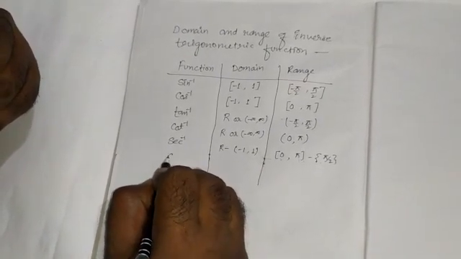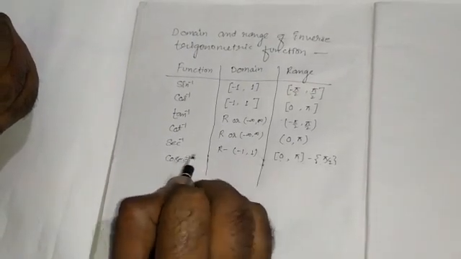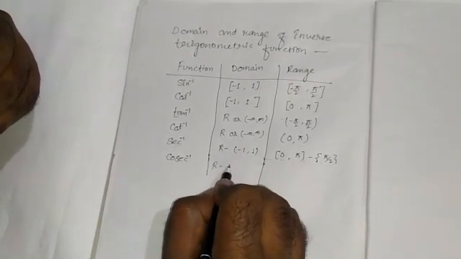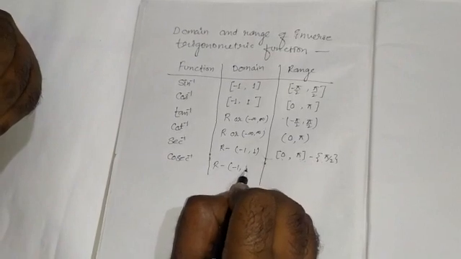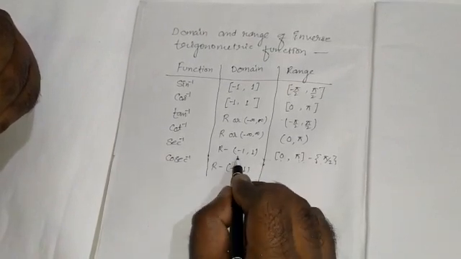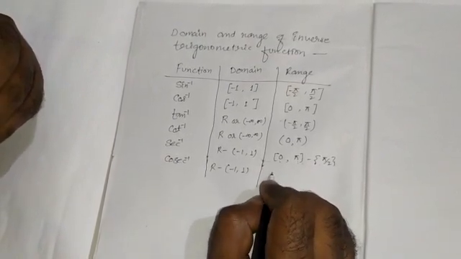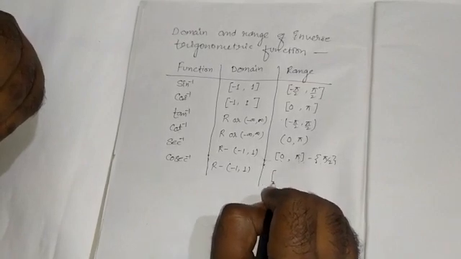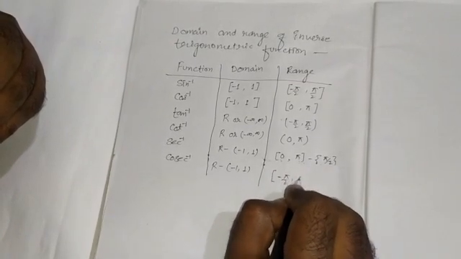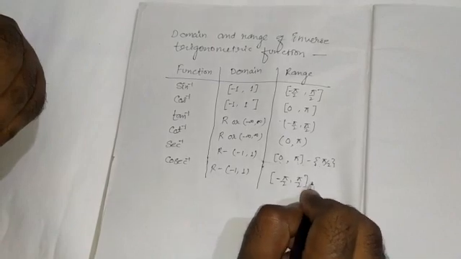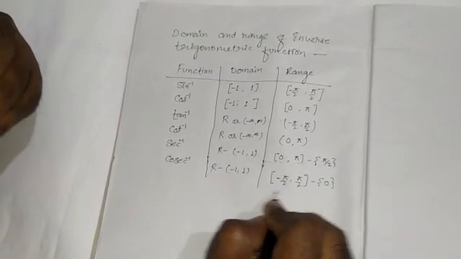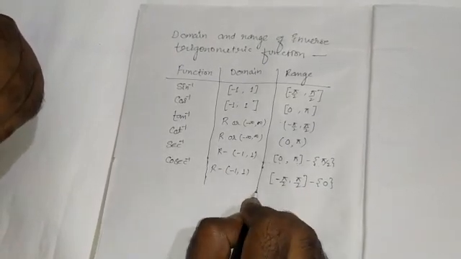The next function is cosec inverse. The domain will be R minus the open interval -1 to 1, same as sec inverse, and the range will be -π/2 to π/2 excepting only 0, because cosec 0 is infinity.